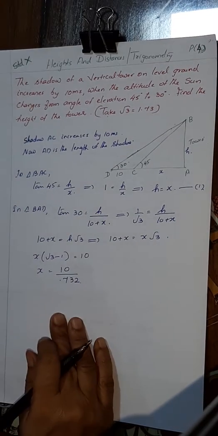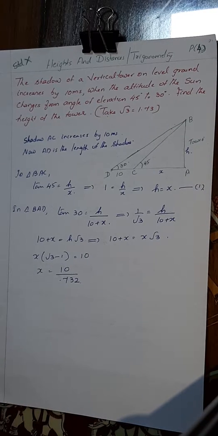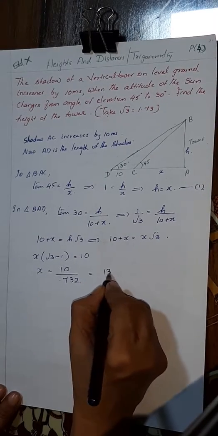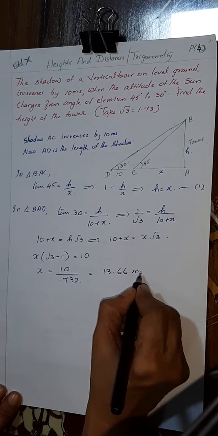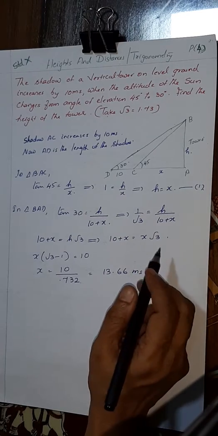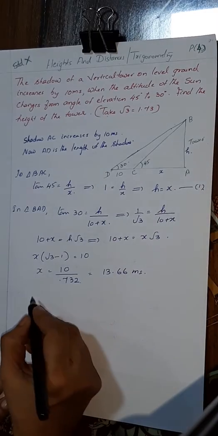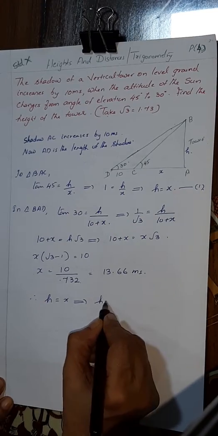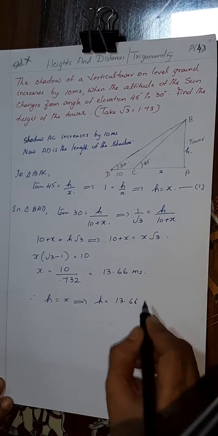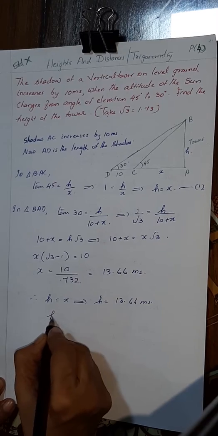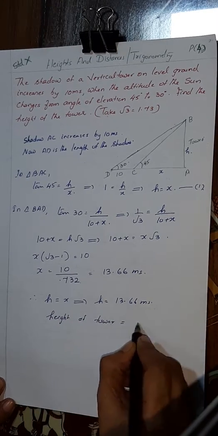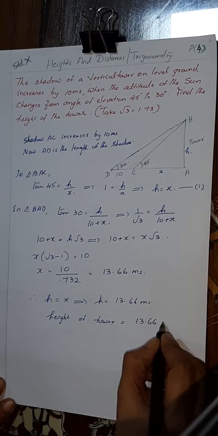So if you do the calculation, you will get 13.66 meters. So now we have to find the height of the tower. So now h is equal to x implies h is equal to 13.66 meters. Height of tower is equal to 13.66 meters.